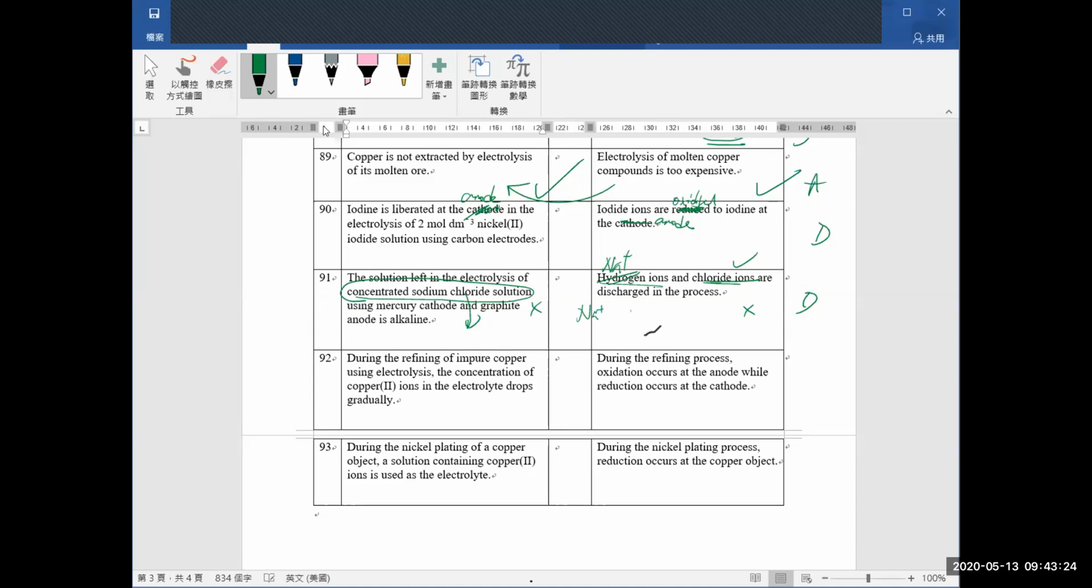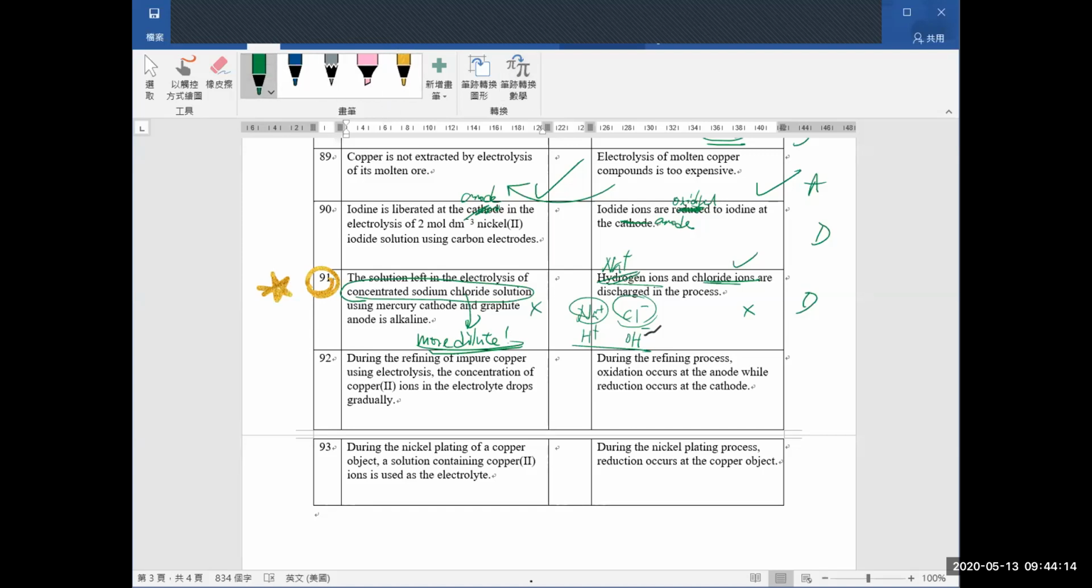Now we have two solutions, right? Sodium ion, chloride ion, hydrogen ion, and hydroxide ion which comes from water. Finally, I circled that too. So what will be left behind? All neutral. Water is left. So what is the change in the concentrated sodium chloride solution? Yes, it becomes more dilute. Okay, so again, circle that, put up the star here.